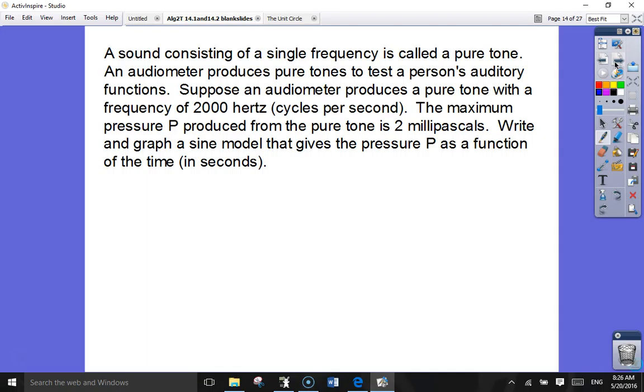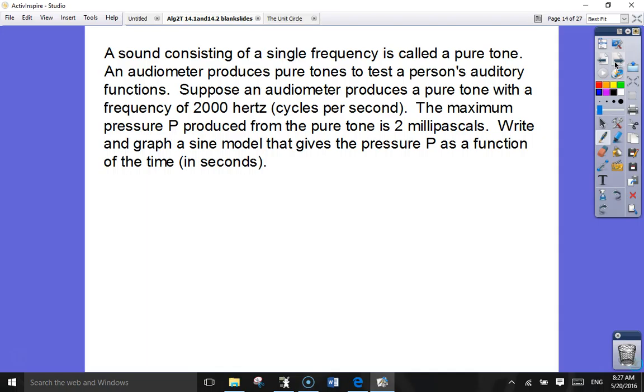Hertz are cycles per second. The maximum pressure, P, produced from the pure tone is 2 millipascals. Write and graph a sine model that gives the pressure P as a function of time in seconds. Okay, so let's see. What were the two things that we used to graph sine or cosine?